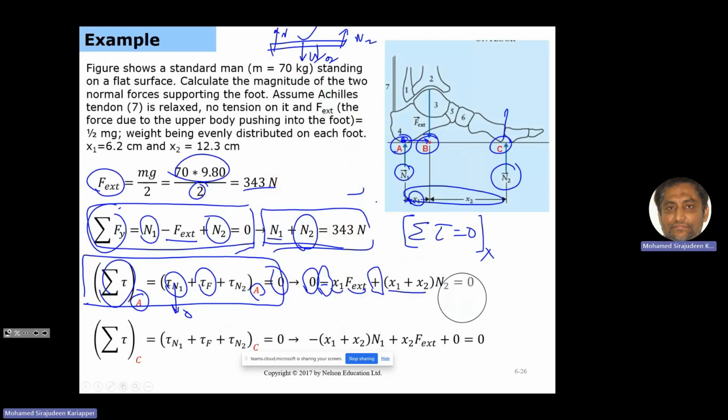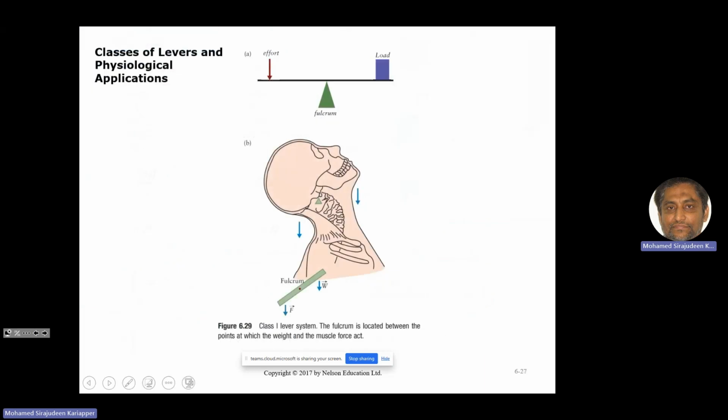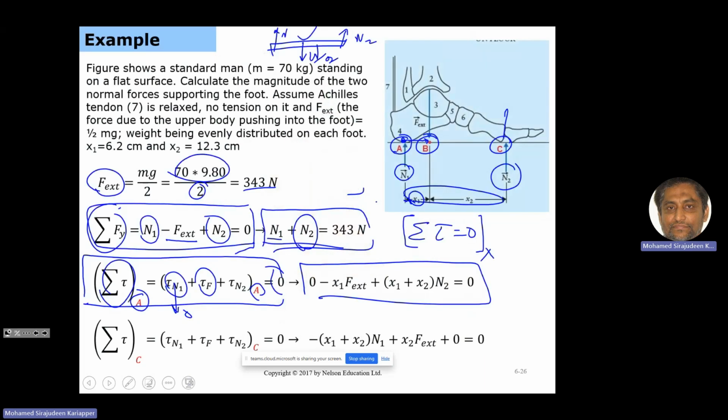Now look at this equation. How many unknowns do we have? Only one unknown. N2 is the only unknown. So you write the equation algebraically with the symbols. What you do now is just go to your calculator. The numbers are there, right? Is it being solved in the slide? No. Okay, so let us do it ourselves.